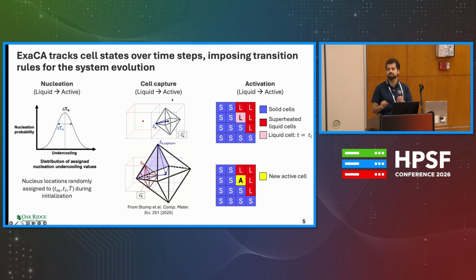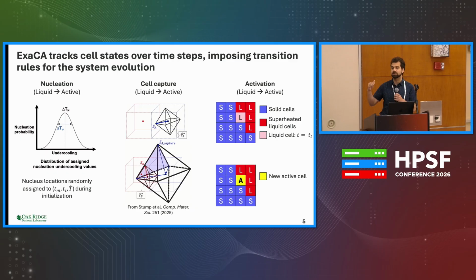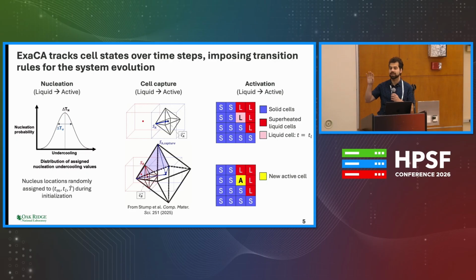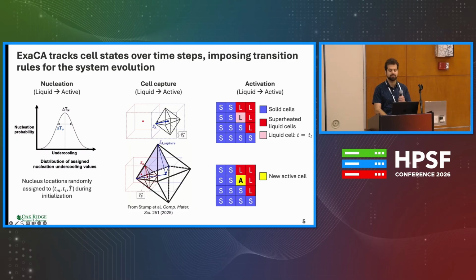Cell capture is the means by which an existing active cell triggers the creation of new active cells next to it. So if you have different cells that have certain grain IDs, those grains can grow as your liquid cools down. That's handled through geometrical calculations regarding these octahedra, where a cell center is on one of these octahedral faces, and it involves creating a new octahedra for the new active cell.